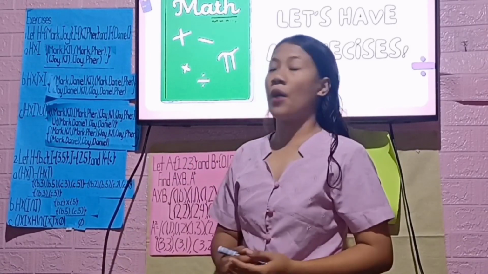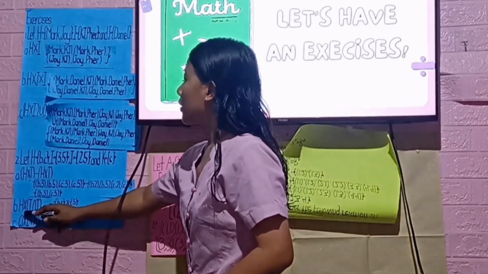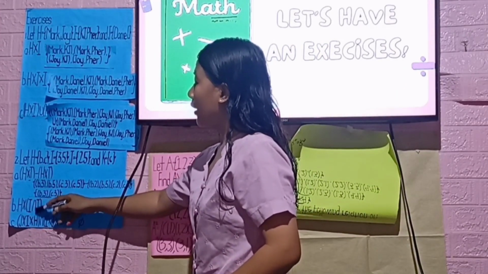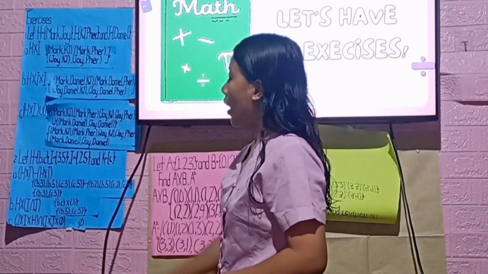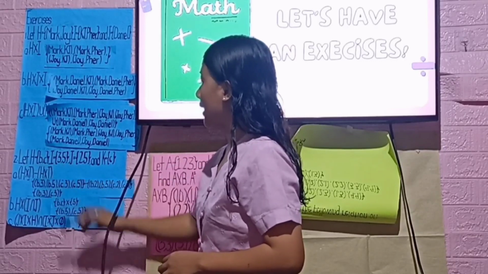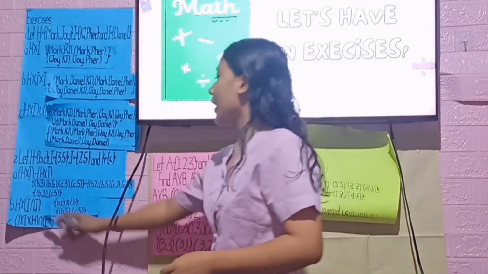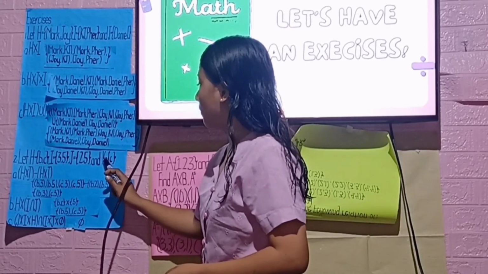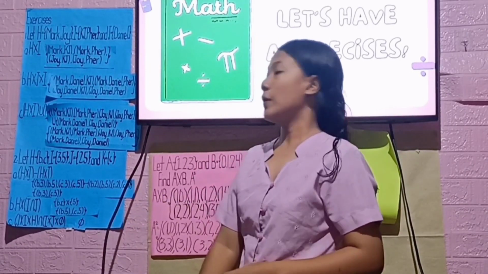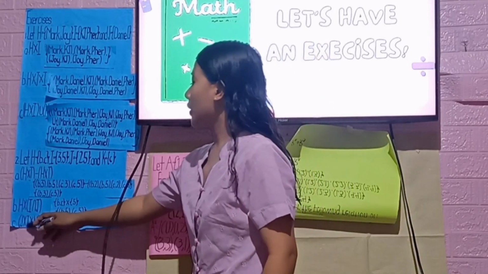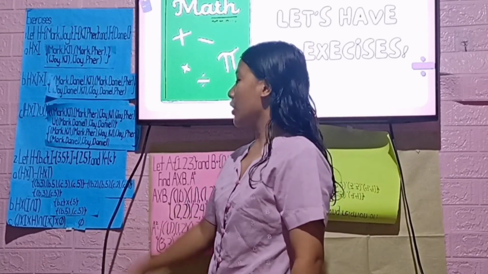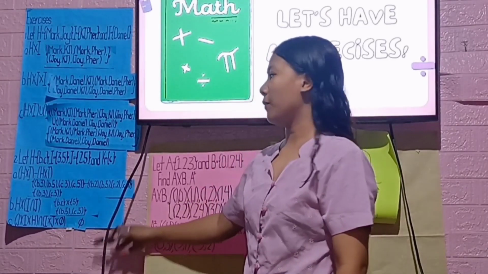So, correct? In our letter B, H cross the intersection of I and J. H is {B, C}, and the intersection of I and J is {5}. B, C cross 5 is (B, 5) and (C, 5). So, letter B is correct. In our letter C, we have an empty set here. So, our answer is an empty set.